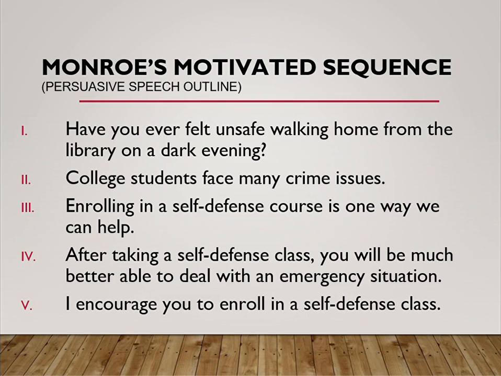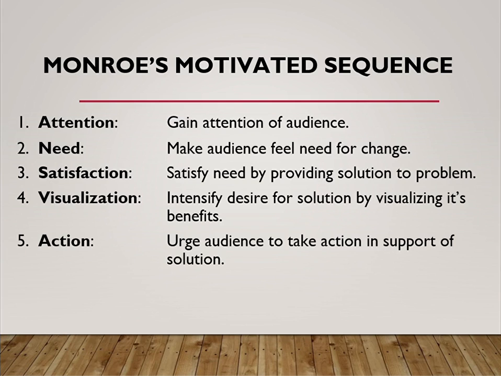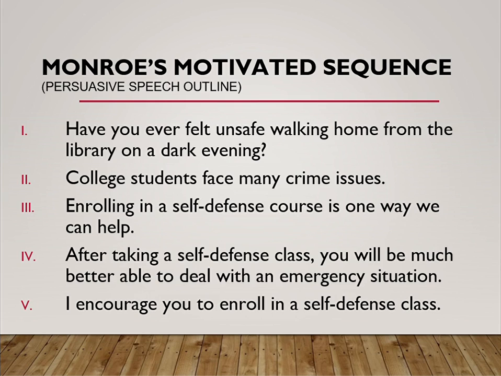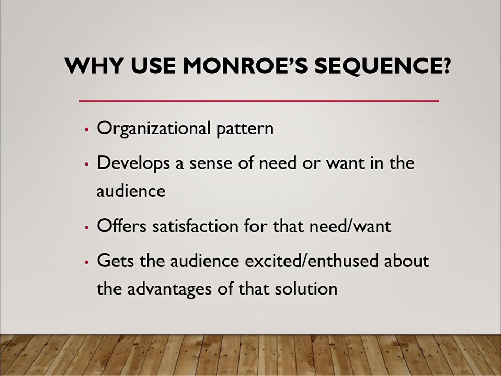So this is an example of Monroe's motivated sequence in a persuasive speech outline. So first step until the last step, and I would like to encourage you to match it to this: attention, need, satisfaction, visualization, and action. Take note of the language that they use, and this example is just one of the many that you can find online. So please do some research before you proceed with doing your own outline.